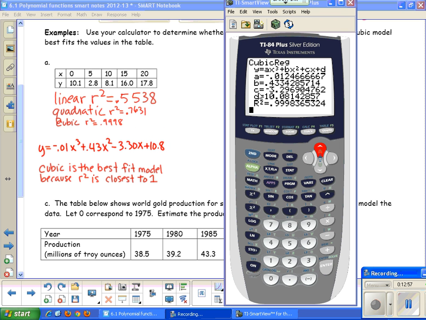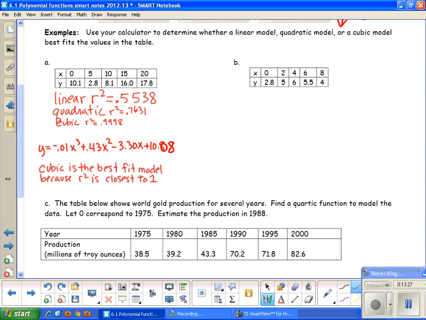So then the next thing I want to do is write all these values down. The a value goes with your cubic term, the b value with your quadratic, c is for your linear, and d is for your constant. Usually I round to the nearest hundredths, 2 decimals. Y equals negative 0.01x cubed plus 0.43x squared minus 3.30x plus 10.08. I forgot the 0 there, so I should change that to 0.08. And then, of course, the cubic model is the best fit because it's the closest value to 1.